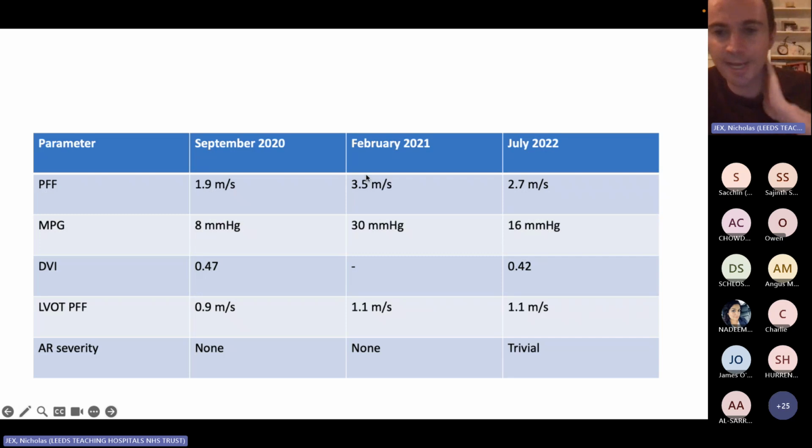So just to summarize again across these three echoes, we've got a bit of flipping around of the measurement. So the 2020 peak forward flow of 1.9, then increasing to 3.5, and then down to 2.7, similar with the mean gradients. And you can see the DVI has not changed dramatically between September 2020 and 2022.